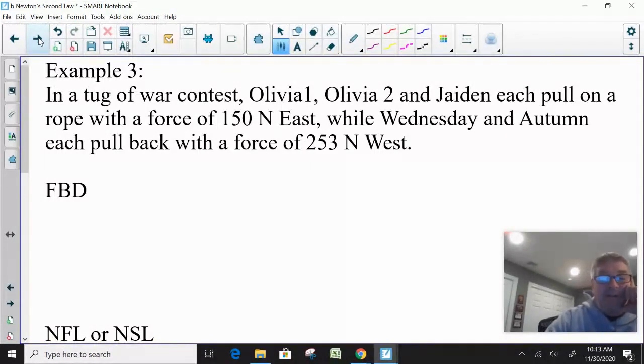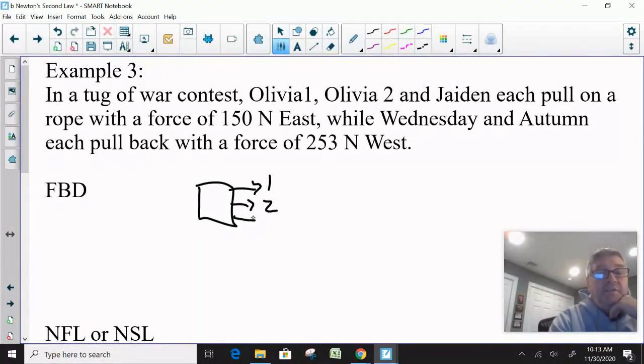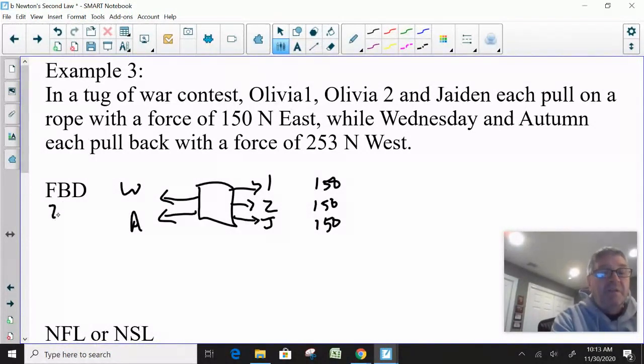So let's take a quick look at this one. Why don't you guys take a minute to do this one on your own? It's a tug of war. Olivia 1, Olivia 2, and Jaden each pull on a rope with a force of 150 newtons east. And here's the rope. We've got Liv 1, Liv 2, and Jaden, and they're each pulling with 150. And then Wednesday and Autumn pull back. Each pull with 253.